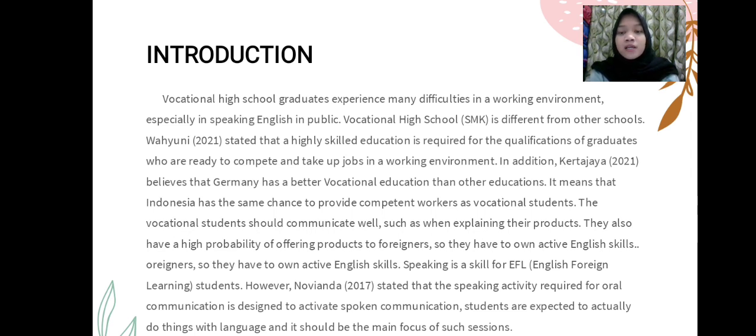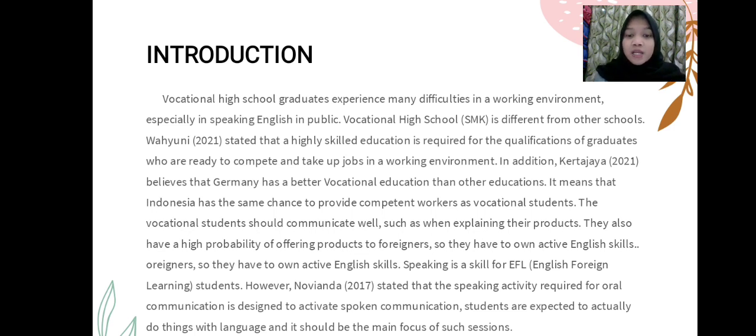In addition, Indonesia now needs competent workers such as vocational students. Vocational students have to communicate well, such as when explaining projects and products. So they have to know expert English skills. Also, they have to know active English skills.